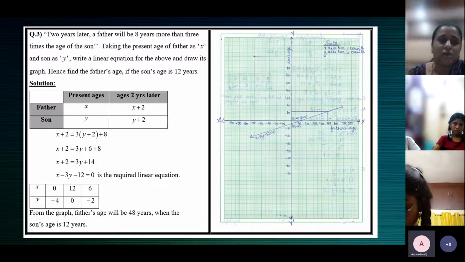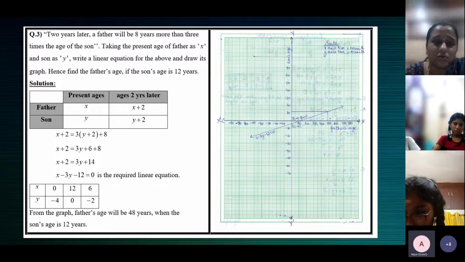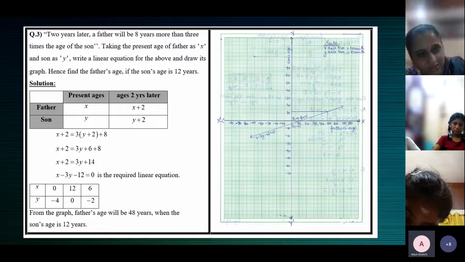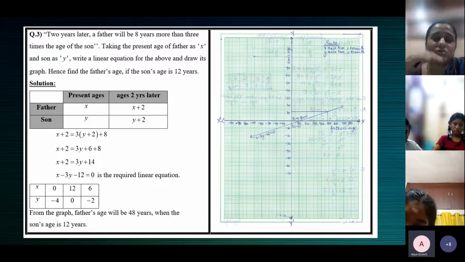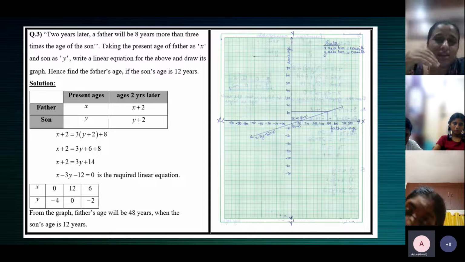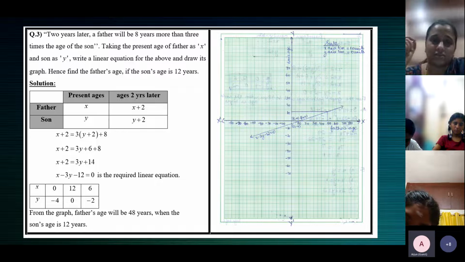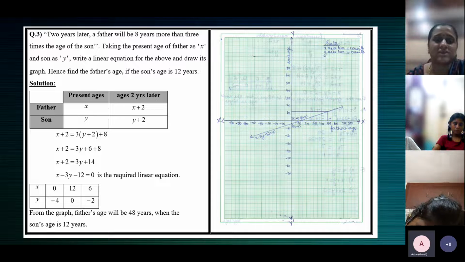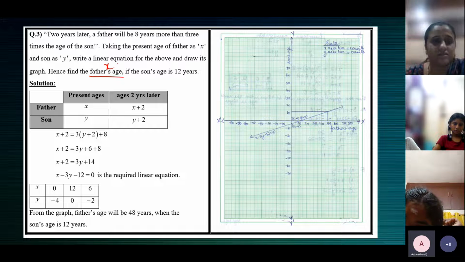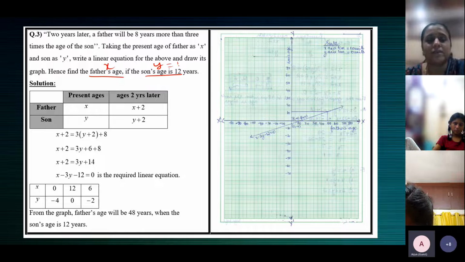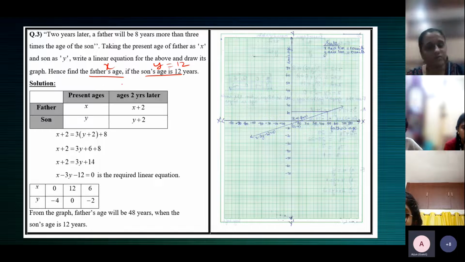So what I suggest is, now we need to find the father's age when the son is 12 years old. Here we have taken the father's age as X and the son's age as Y. So the father's age will be represented along the X axis and the son's age along the Y axis, because father is X and son is Y. Now we need to find the father's age, that means we need to find X, when the son's age, that is Y, is 12. Yes or no? Tell me if you all agree. Yes, ma'am. We have to make the graph. We'll do the graph.